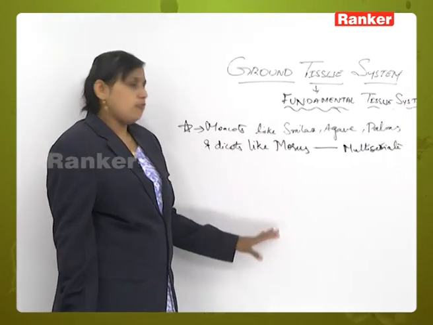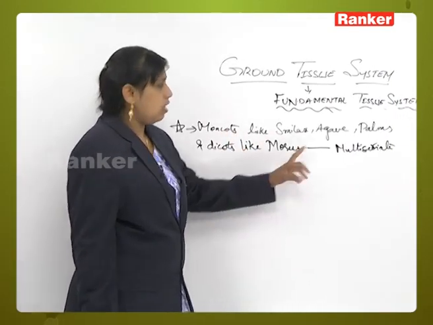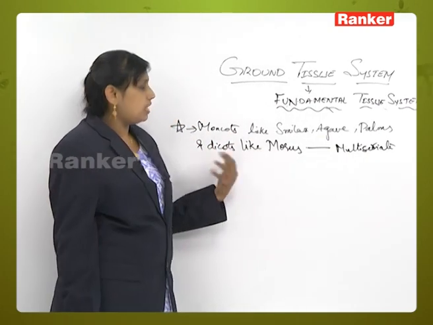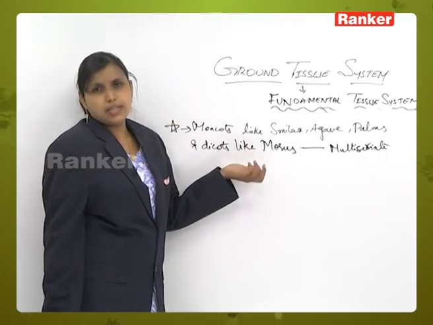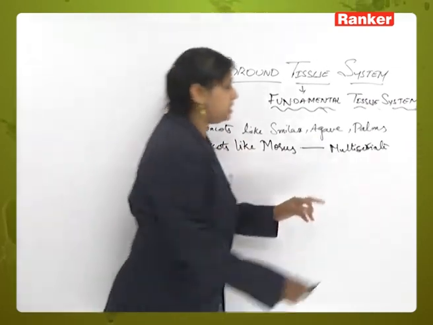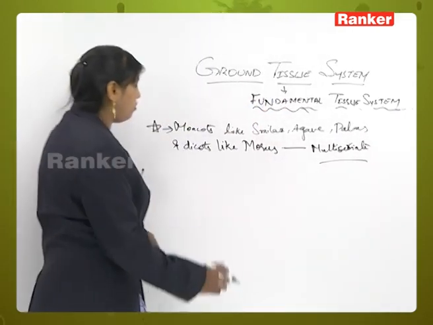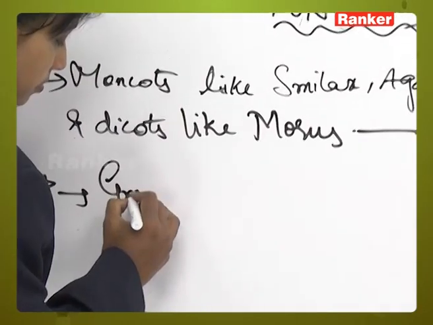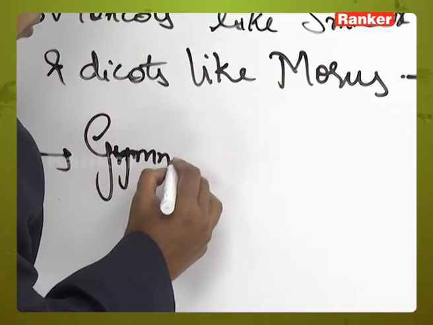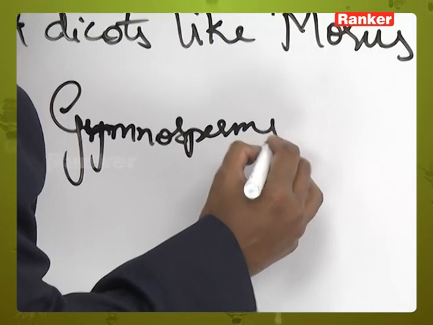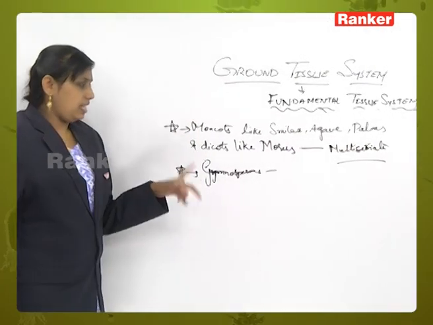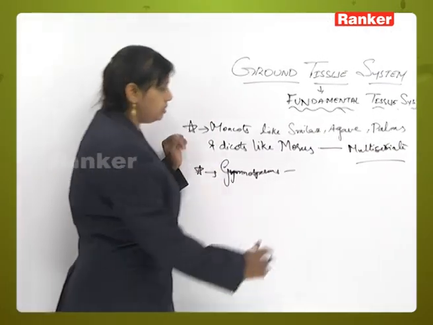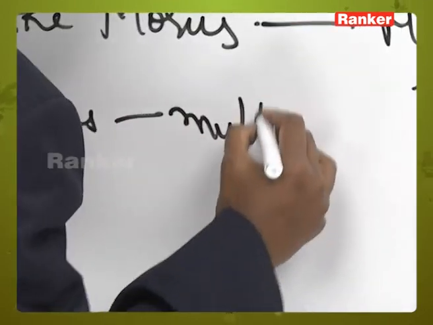Okay. Now, in the case of monocots like Smilax, Agave, palms, and in some dicots like Morus, you will see the pericycle in a multiseriate manner. And if we take the example of gymnosperms, what is the arrangement of the pericycle? In gymnosperms, you will see that the pericycle is multiseriate.